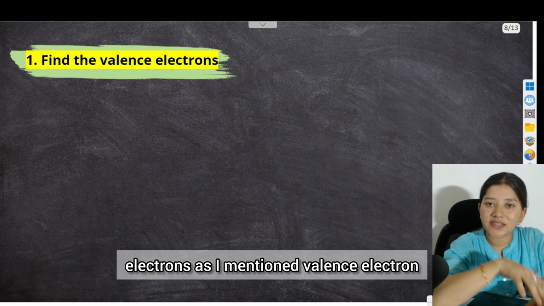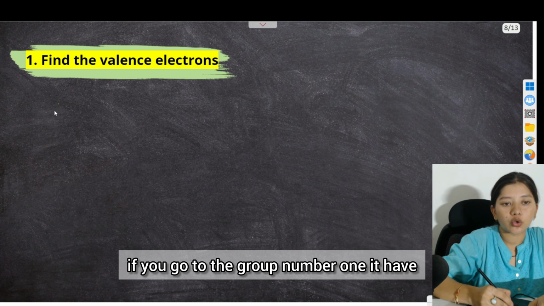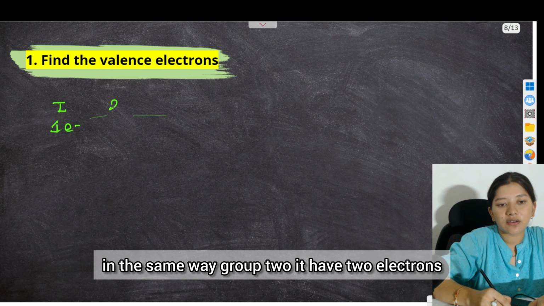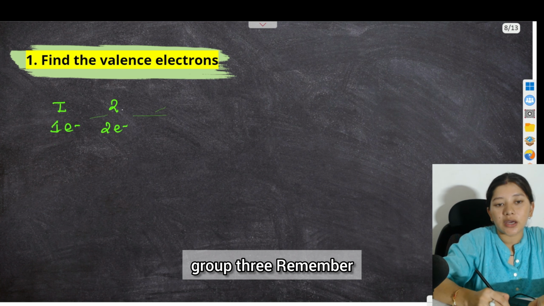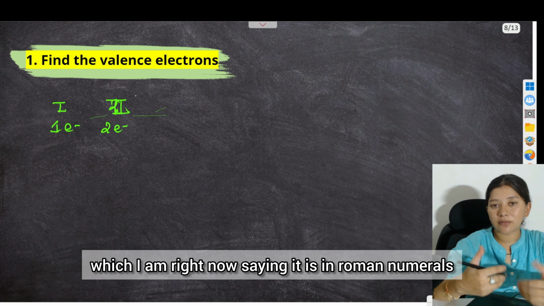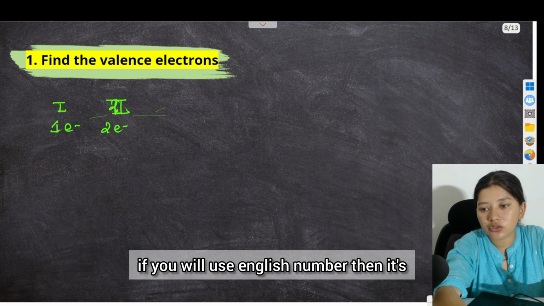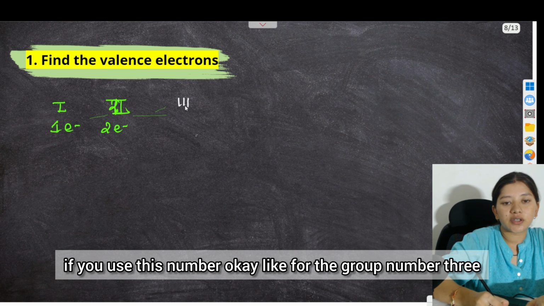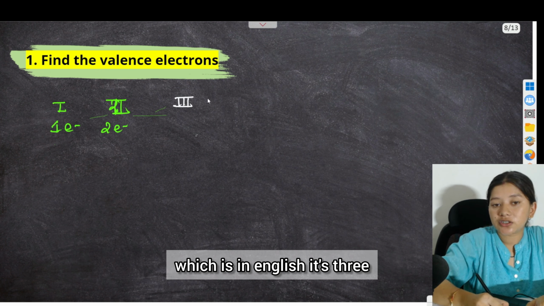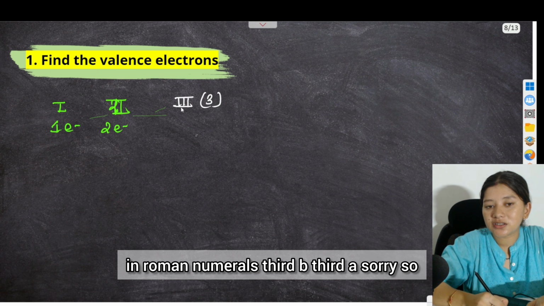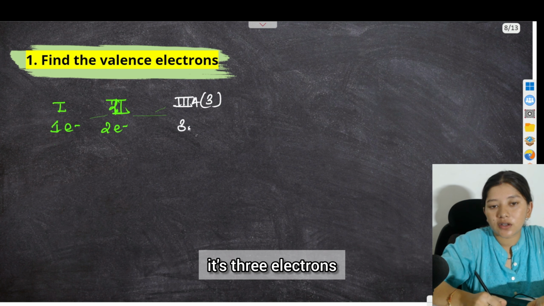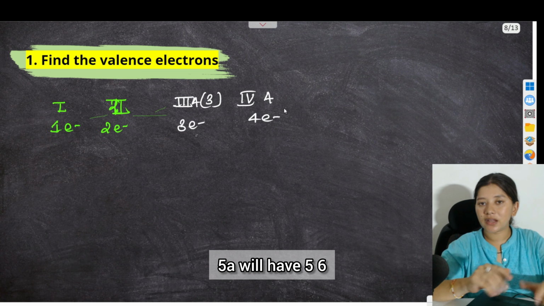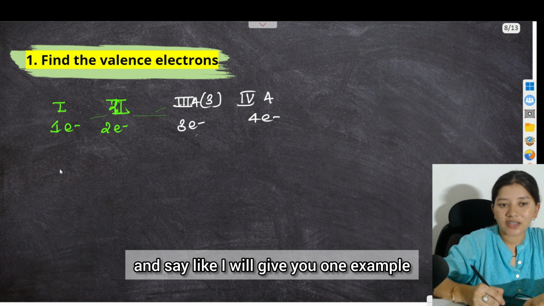As I mentioned, valence electrons are the outermost shell electrons. If you go to group number 1, it has just one electron in its valence shell. In the same way, group 2 has two electrons. For group 3, remember that the groups I am saying are in Roman numerals. If you use English numbers, it's kind of difficult, so it's better to use this notation. Group 3, in Roman numerals 3A, has 3 electrons. In the same way, 4A has 4 electrons, 5A has 5, 6A has 6, and I will give you one example of each.